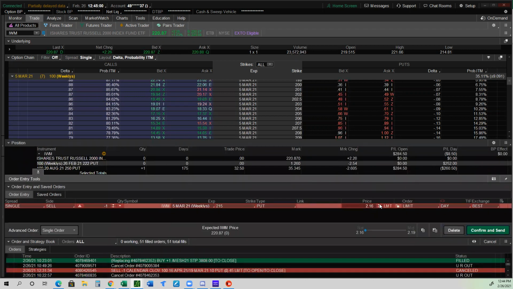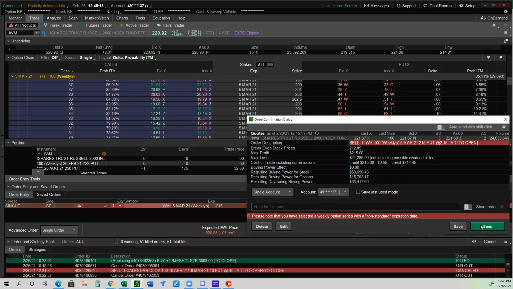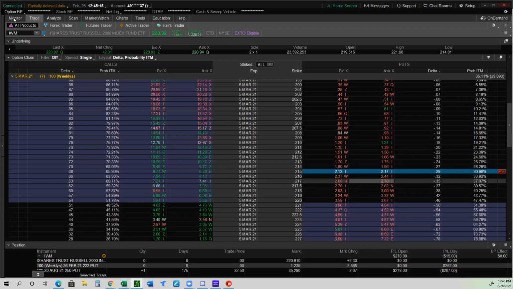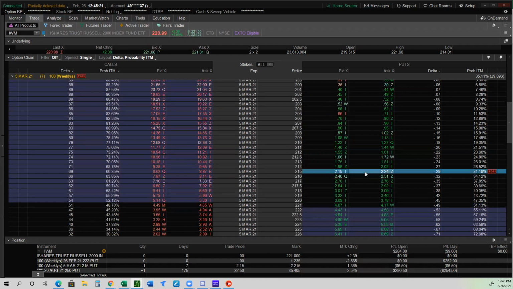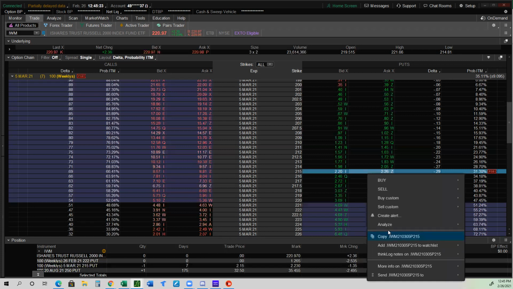Let's see if we can get 219. Probably not. Let's try 2. Oh man, it's changing on me quickly. Look at these prices, y'all. We won't get filled anything near that, will we? Let's try 215. Let's just get it going. Let's get into our trade. There we go. We're in at 215. So we will copy that.